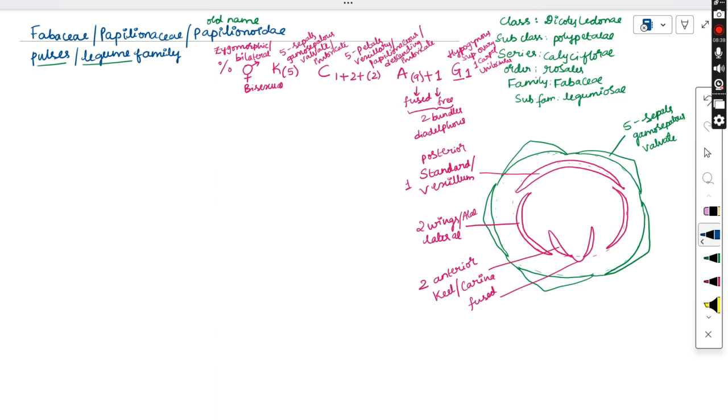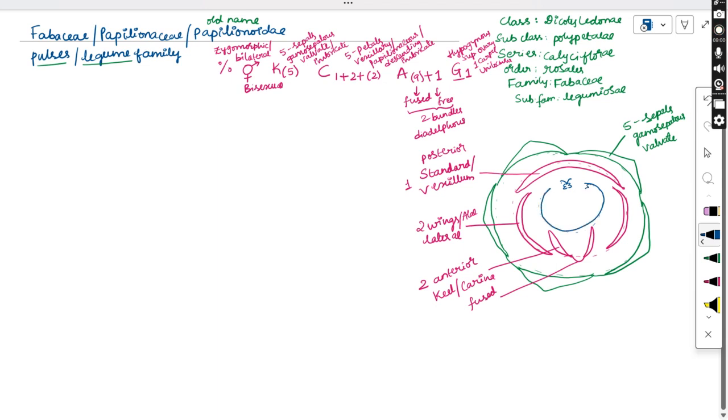So coming to the third whorl. The third whorl is also showing the didelphous type of stamens, which means 9 are fused forming one bundle and one is free. So you can find the dithecous type of anthers here. Here let us say this is 1 and all the remaining 9 are fused.